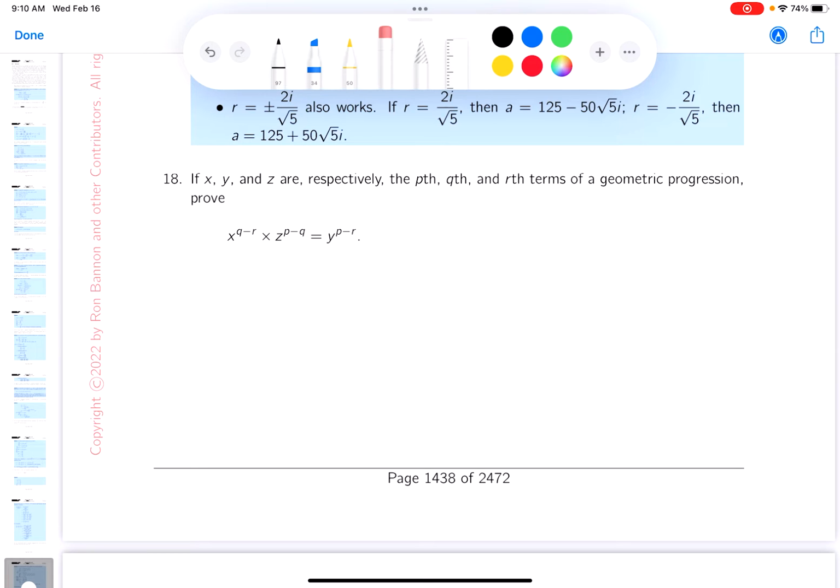X, Y, and Z are in a geometric progression such that one's a pth term, qth term, rth term. The fact that they're using the letter R over here makes it a little complicated for me. So I'm going to say the common ratio is R. I have to use an uppercase letter. And the first term of this geometric is going to be A. So what I want to do is go through the work.